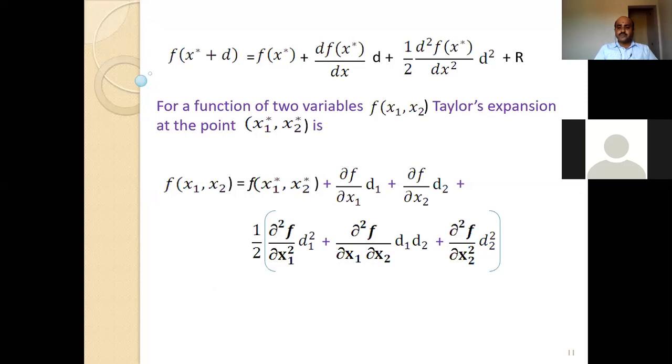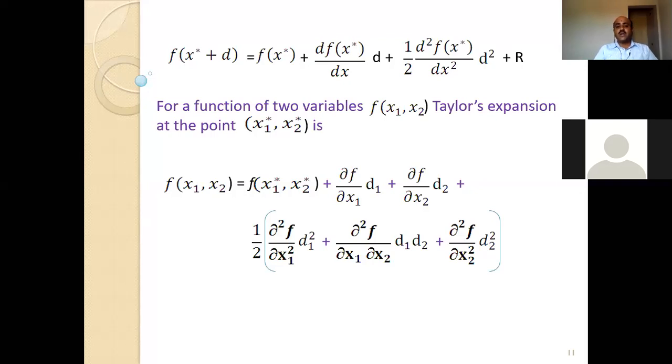So we are framing the Taylor's expansion series according to our convenience so that we can easily understand the optimization part. These are the two equations we are discussing, for a function having a single variable. Now the second thing we go for is a function having two variables, in the form of x1 and x2.